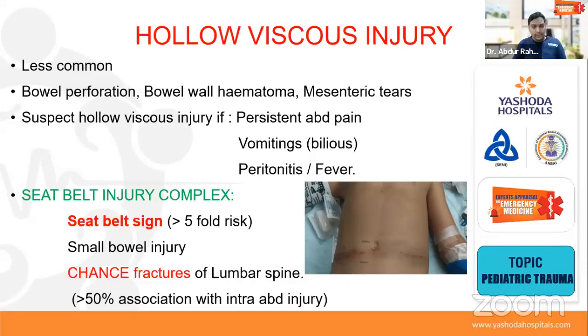This is very important. Seatbelt injury complex. The image is showing seatbelt sign. If seatbelt sign is shown, there is more than 5-fold risk of small bowel injury. This seatbelt sign signifies there is a small bowel injury. Also, there are chance fractures of lumbar spine. These are more than 50% associated with intra-abdominal injuries.